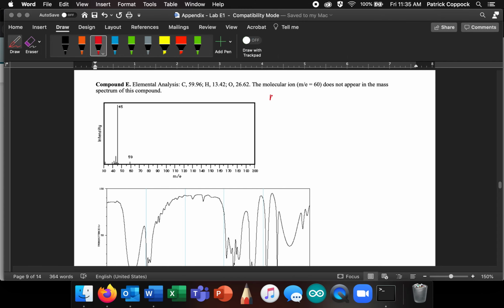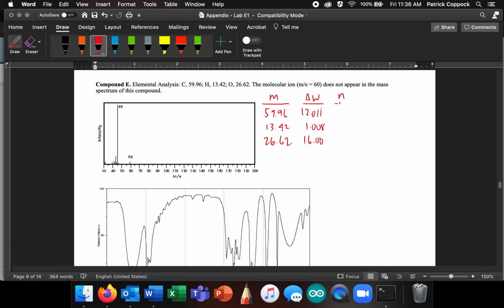It looks like I do combustion analysis, and I've got 59.96 grams of carbon, 13.42 grams of hydrogen, and 26.62 grams of oxygen. The atomic weight of carbon is 12.011. The atomic weight of hydrogen is 1.008. And that of oxygen, to that many sig figs, is 16. So that's not a delta, that's an AW, right?